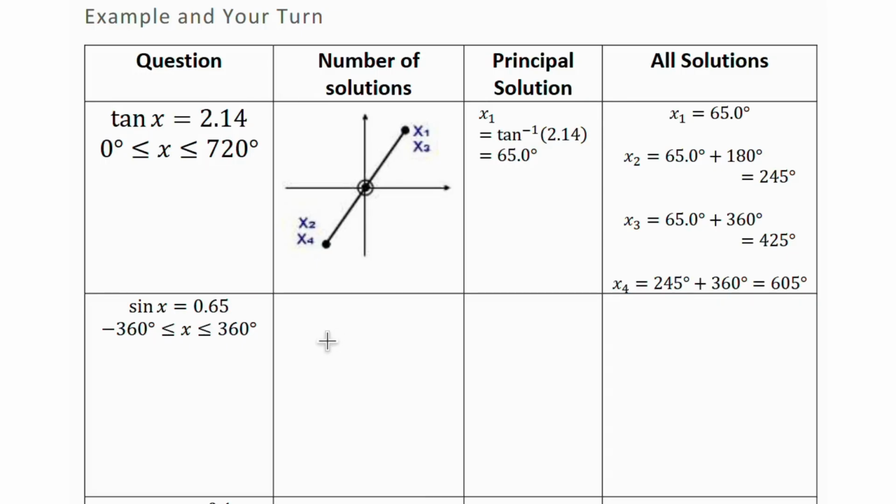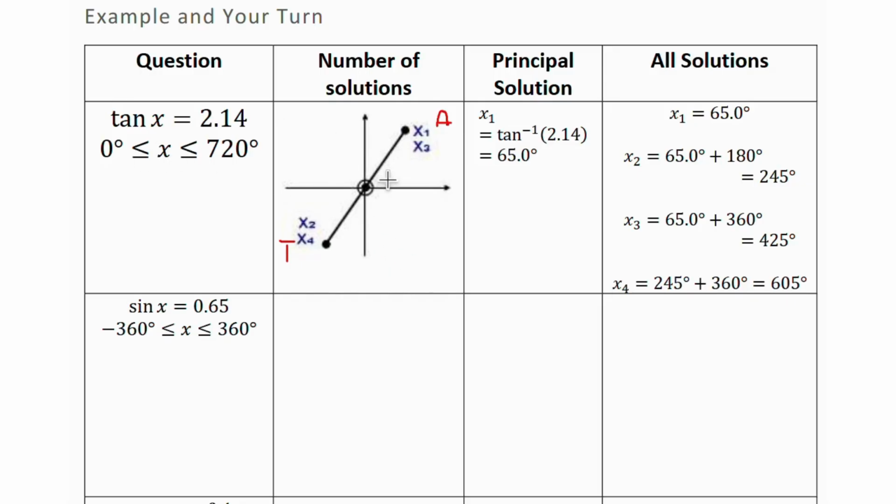In these questions, we're going to be solving trig equations between different domains. So first of all, in this example, I have tan of x is equal to 2.14, where x is between 0 degrees and 720 degrees. Putting this onto a unit circle, because we know that tan x is positive, we know that we're in quadrant 1, the all quadrant, and quadrant 3, the tan quadrant.